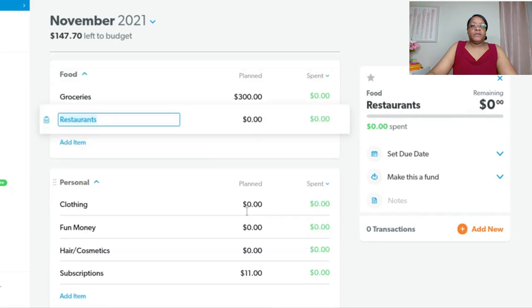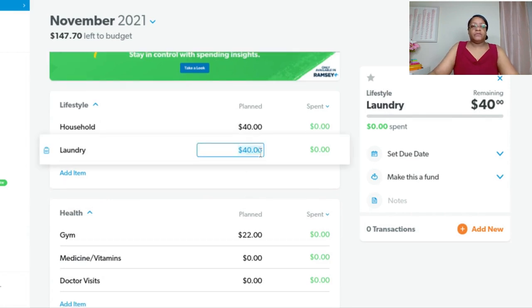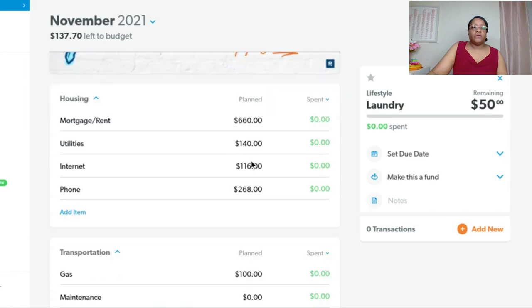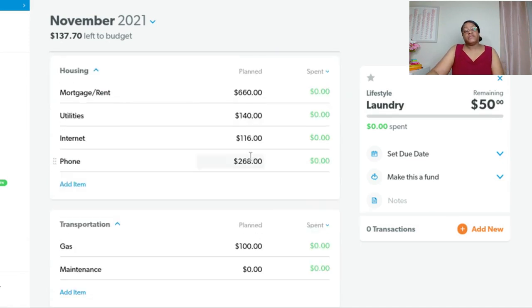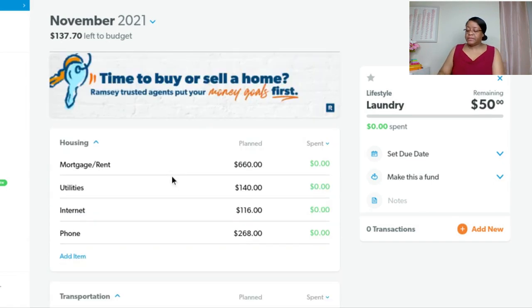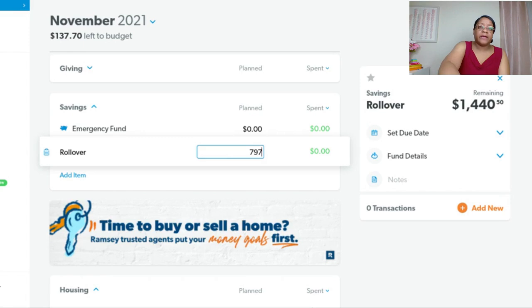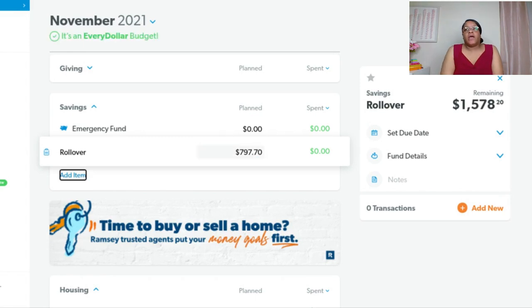I probably would want a little bit more in the laundry. I don't know why. You never know what will increase that. And then take what's left and add that to the rollover just to make sure I had enough money. Or you could give yourself some personal money if you want. So we had 660 plus 137.70, 797.70. Hopefully, because I have to make it say it's the EveryDollar budget, or I'll just get real squirrely later when y'all don't see me.